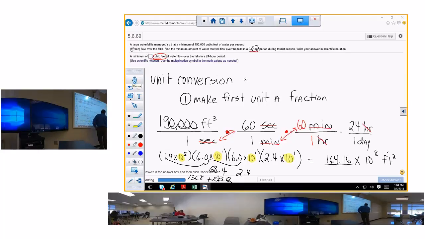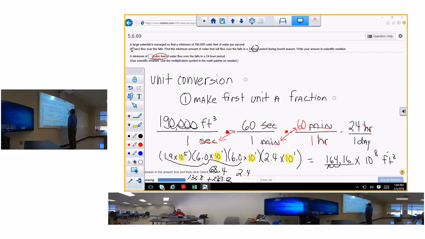So I got 1 and what? 2. So 1.6416 times 10 to the 8 plus 2. Which way do I move this in my head to get it back the way it was down here? To the right. So your final answer is 1.6416 times 10 to the 10th power.